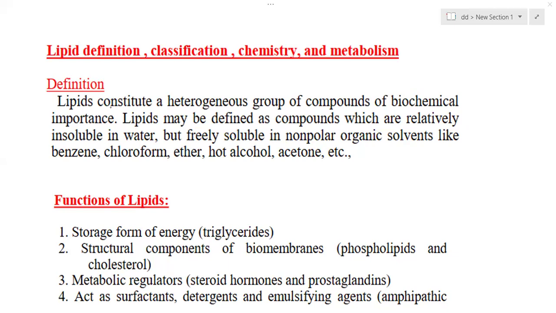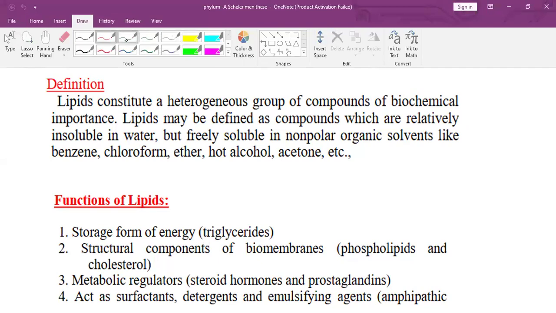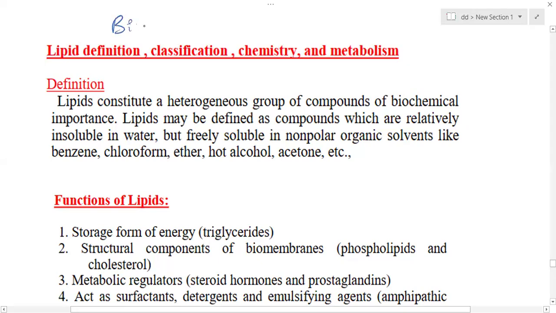So we have stopped in the biomolecules, and the last concept is lipid: definition, classification, their chemistry and the metabolism. You need only a few things, which are very important and come in the NEET and CET level. We'll try to complete those concepts in this chapter. That is the end concept of this biomolecules chapter. Here we'll study the lipid definition, the classification, the chemistry, and the metabolism.